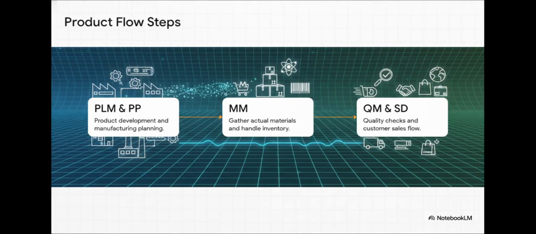In Step 2, MM steps in to gather all the required physical materials. And finally, Step 3 uses QM for rigorous quality checks before handing the product off to SD to actually sell and distribute it. It's a pretty flawless digital assembly line when you think about it.